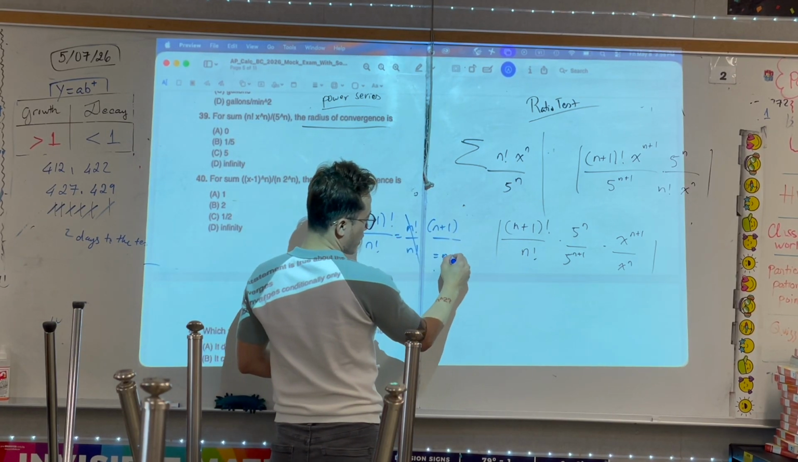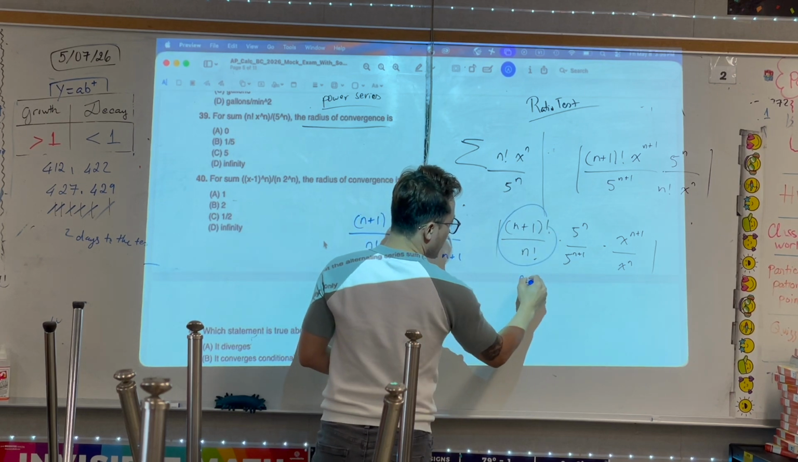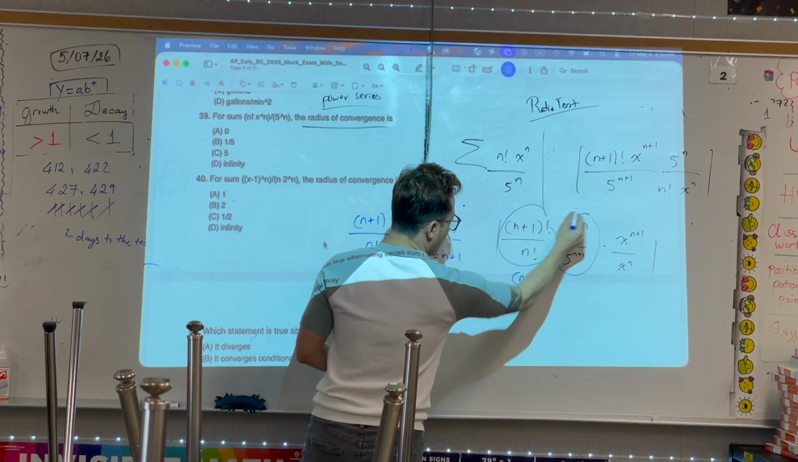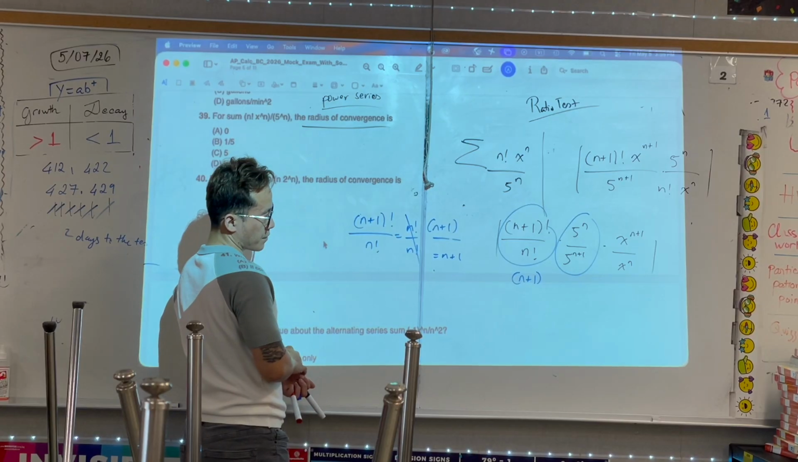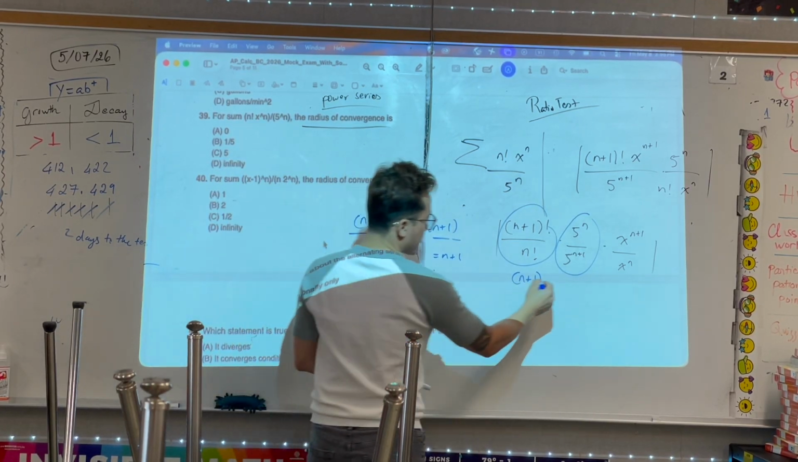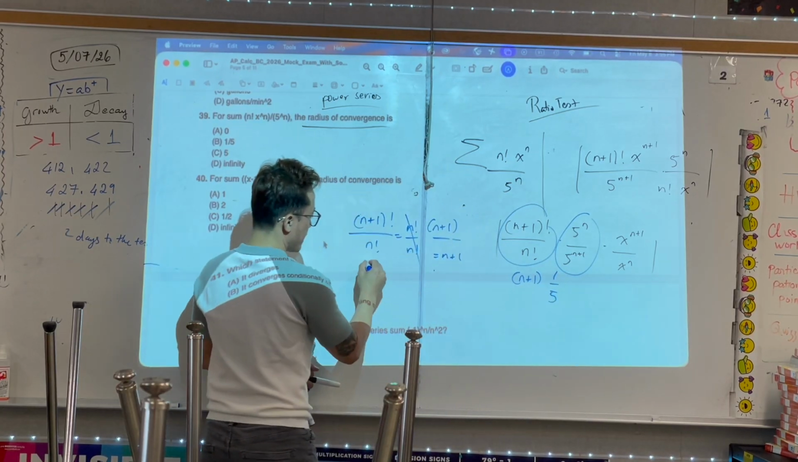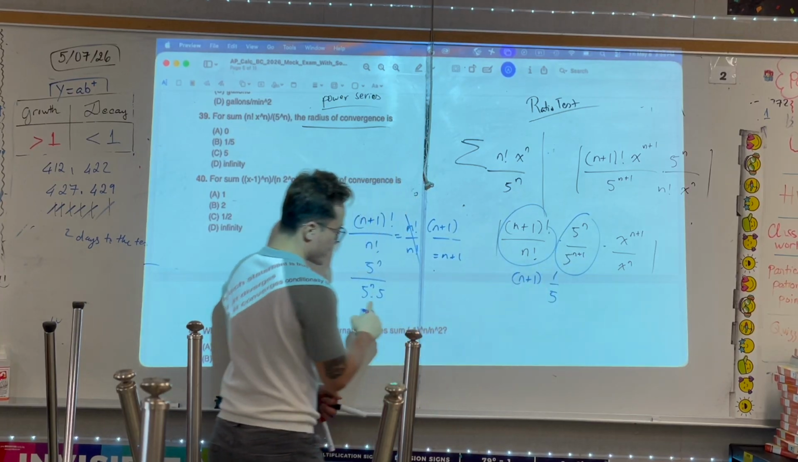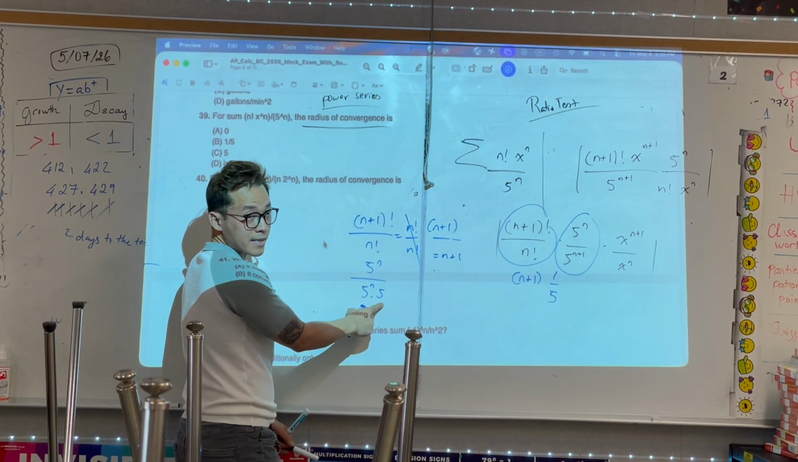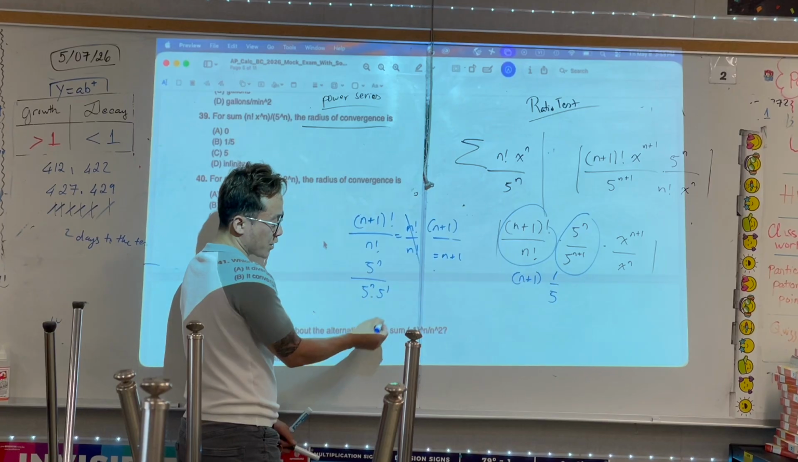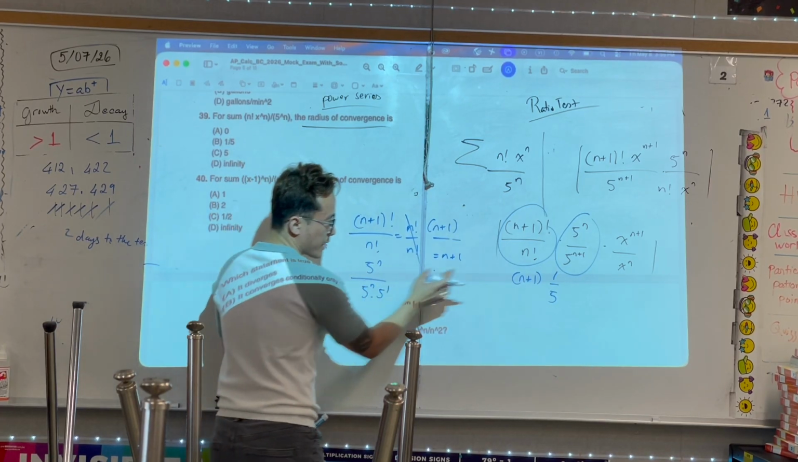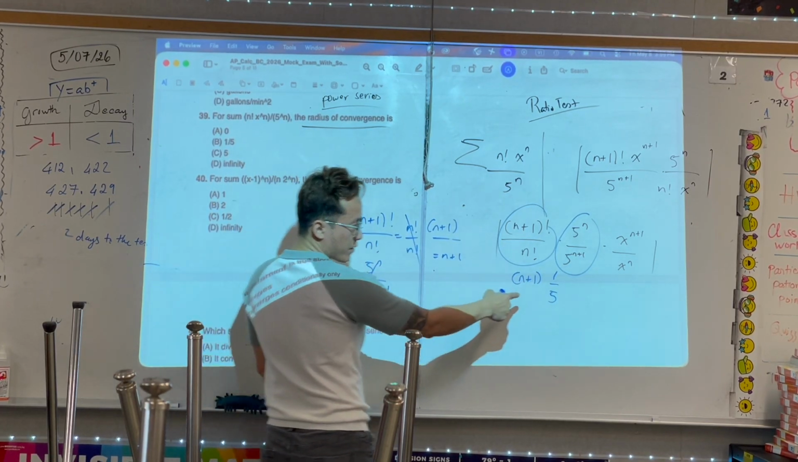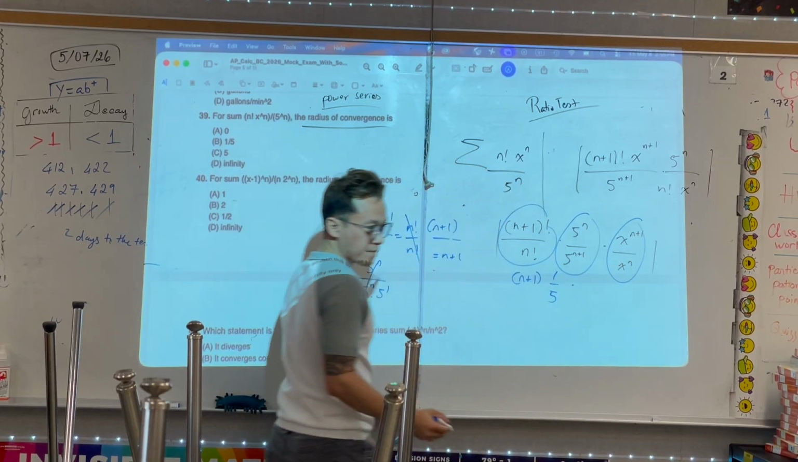You're going to have n plus 1. So this guy becomes n plus 1, and this guy becomes 1 over 5. That's what I meant, I just flipped it. So you have 5 to the power n times 5, we need to divide and then cancel this out, you have 1 over 5. That's what I meant by separating them.